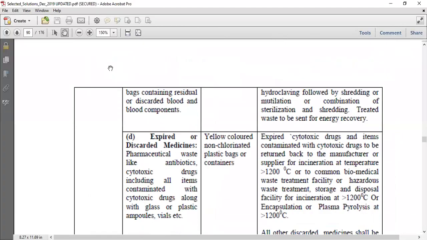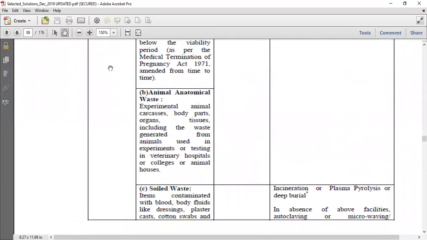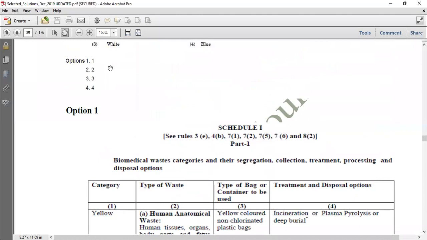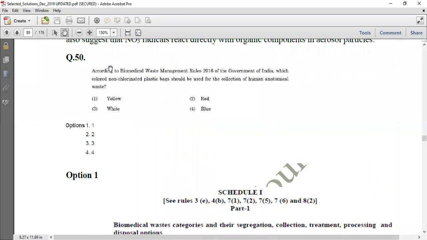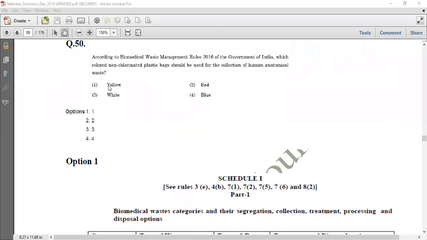So this table is there. The correct option here is yellow. Question number 50, yellow is the correct answer. Is it clear to everyone? Anyone having any doubt in this? Yes, earlier it was red. Absolutely, earlier it was red.